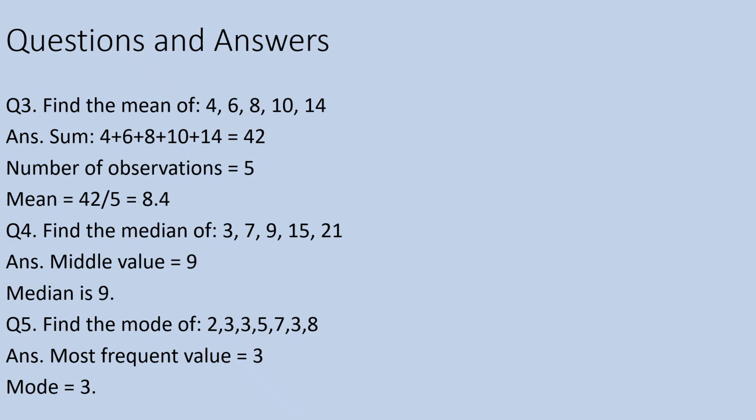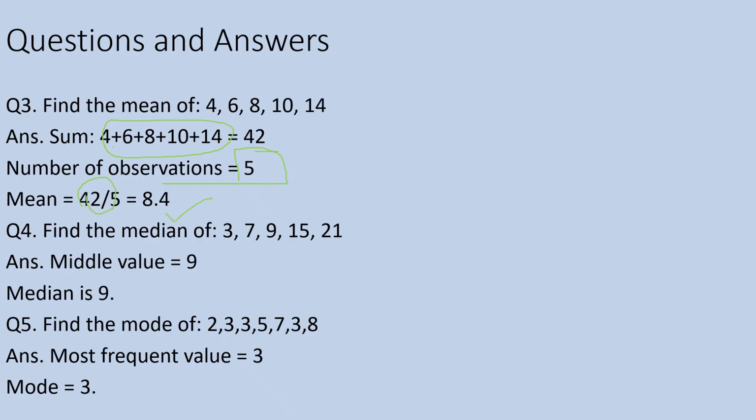Your question number 3 is: find the mean of 4, 6, 8, 10 and 14. For finding the mean, we first have to find the sum: 4 plus 6 plus 8 plus 10 plus 14, which is equal to 42. And what is the number of observations? We find that 5 data are here: 1, 2, 3, 4, 5. So the number of observations is 5. Mean is the sum of the observations divided by the number of observations. So we get 42 by 5, which is equal to 8.4.